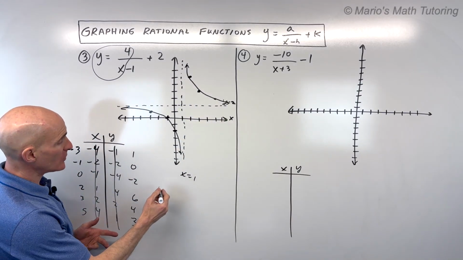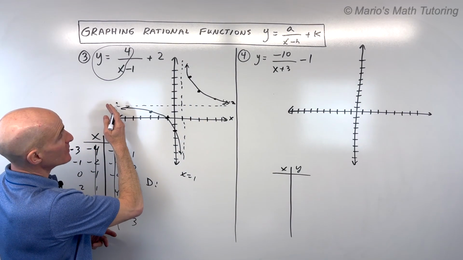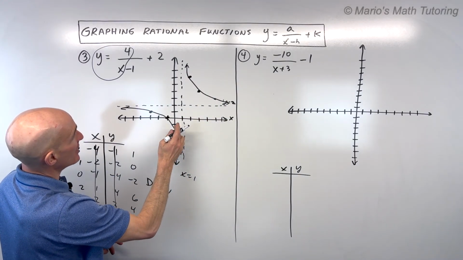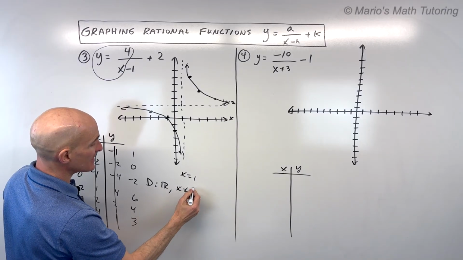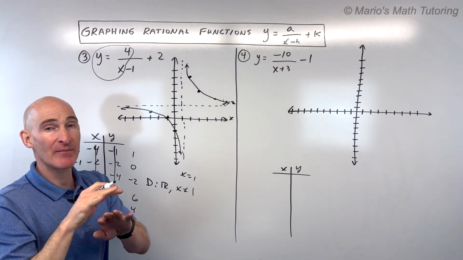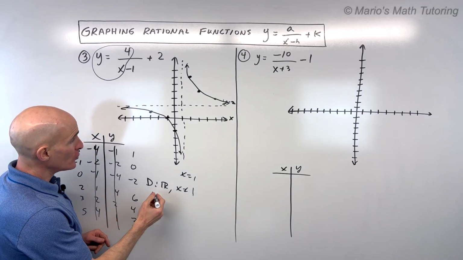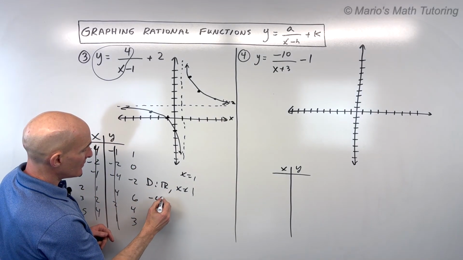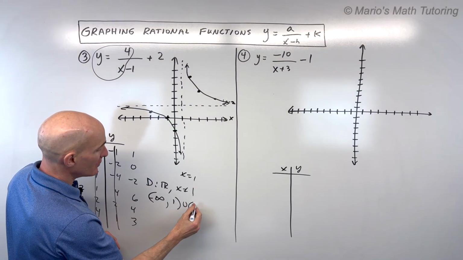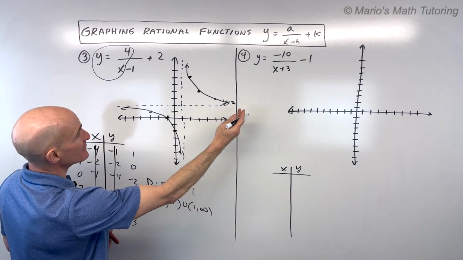Now, as far as the domain and range, the domain is going to be all real numbers, except for where the vertical asymptote is, here at 1. So it's all real numbers, but x cannot be 1. The reason it can't be 1 is because 1 minus 1 is 0, and we can't divide by 0. That's undefined. In interval notation, you could say it's from negative infinity to 1, not including 1, union from 1 to positive infinity.